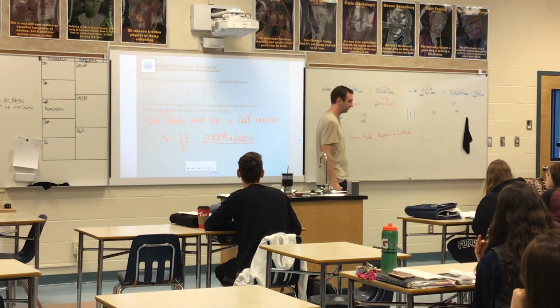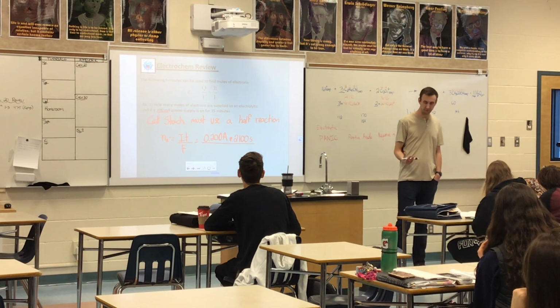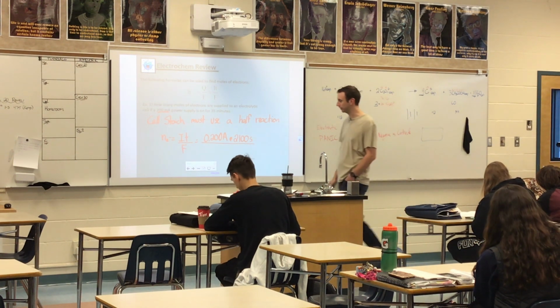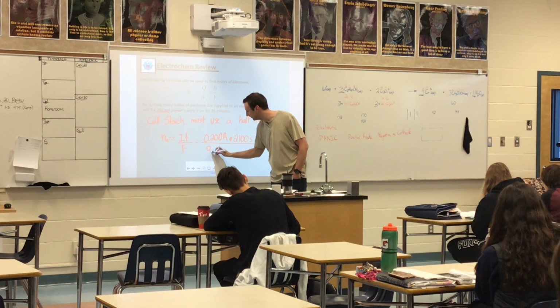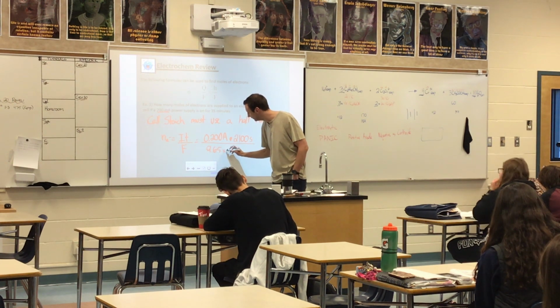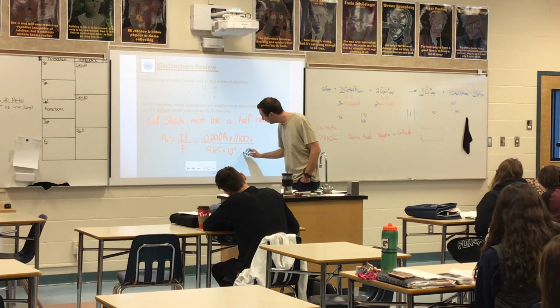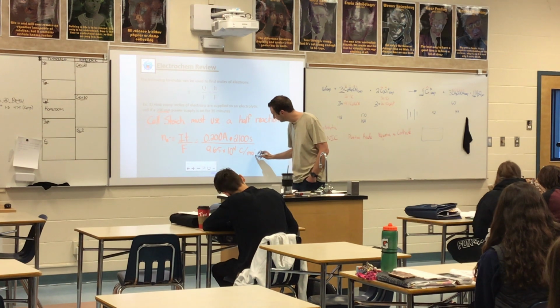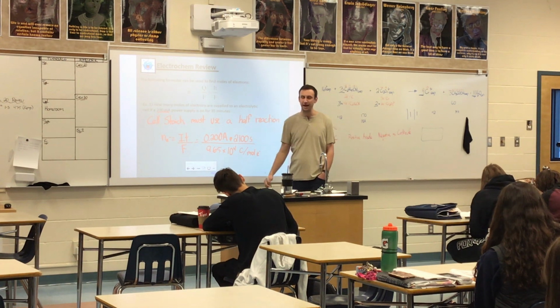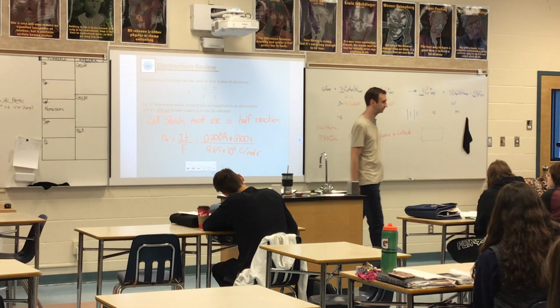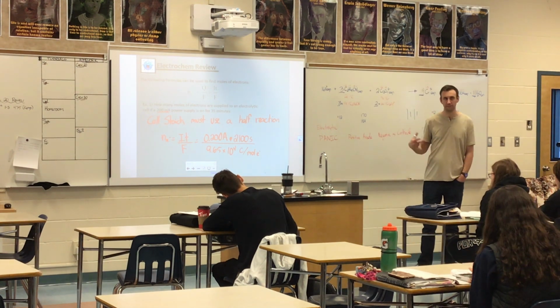Your F value comes from your data booklet. You actually have it in there. You don't have to memorize it. That's 9.65 times 10 to the 4 coulombs per mole of electrons. So it's essentially how much charge is in a mole of electrons. It's converting between moles and charge.